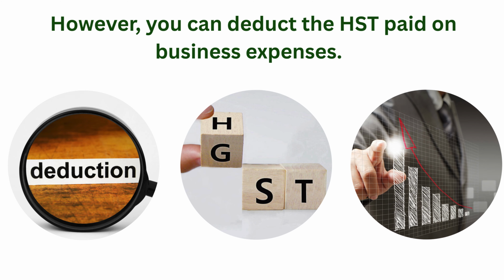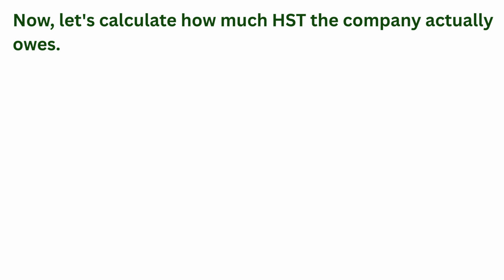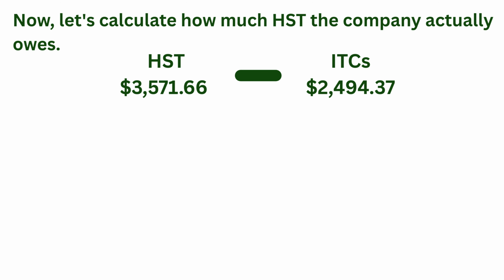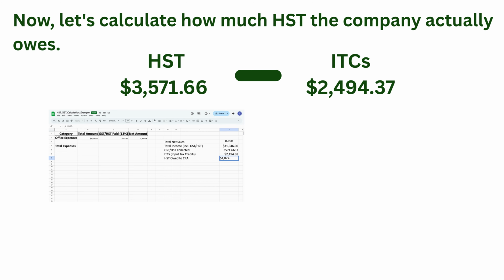However, you can deduct the HST paid on business expenses. Now, let's calculate how much HST the company actually owes. Start with the HST collected, $3,571.66. Subtract the ITCs, $2,494.37. This leaves $1,077.28, which is the final amount the business will owe to the Canada Revenue Agency.